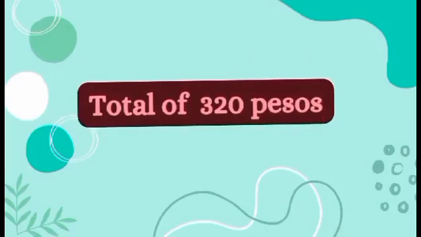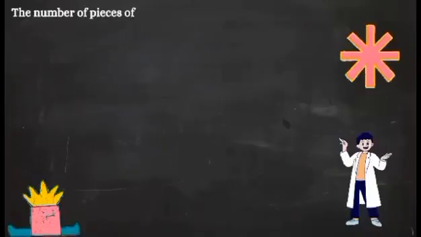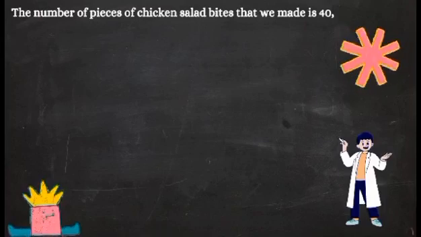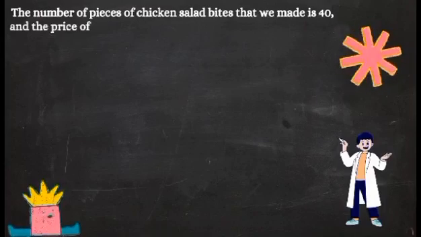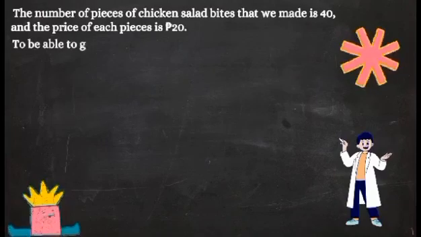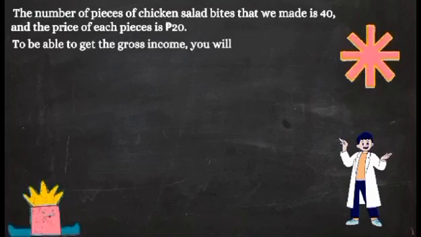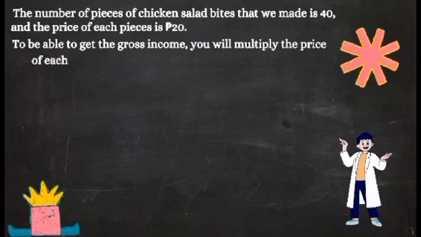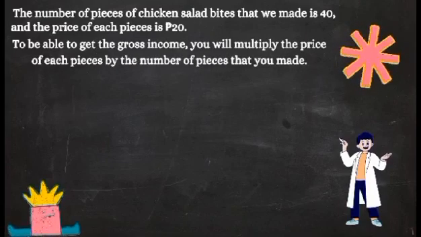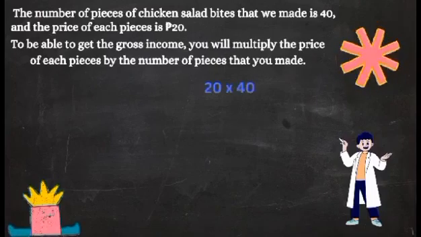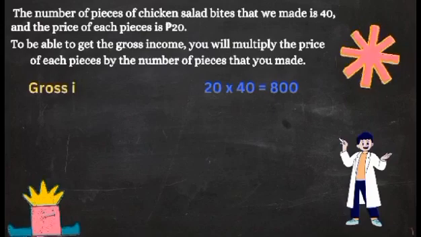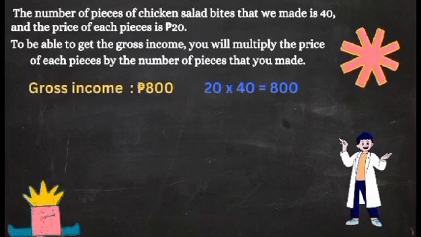Total of 320 pesos. The number of pieces of chicken salad bites that we made is 40, and the price of each piece is 20 pesos. To be able to get gross income, you will multiply the price of each piece by the number of pieces that you made. 20 times 40 equals 800. So the gross income is 800 pesos.